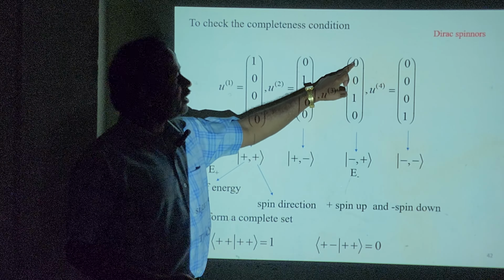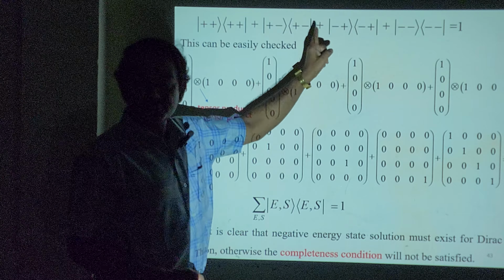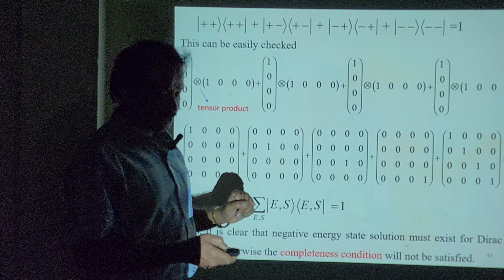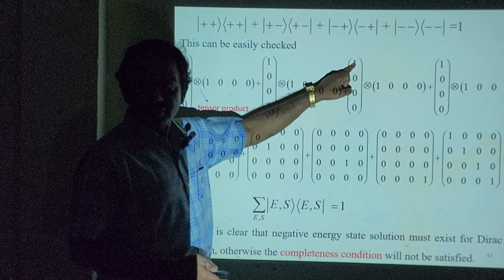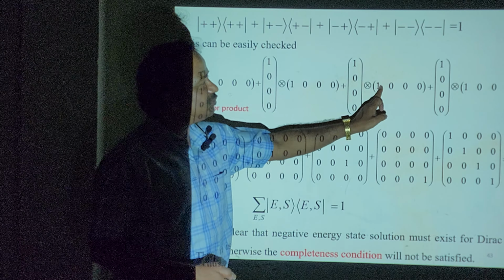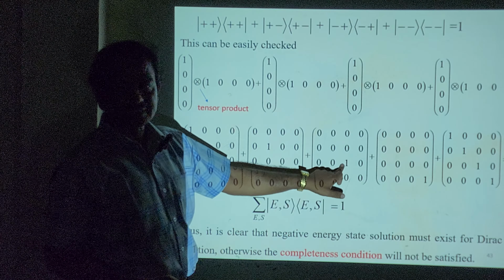Okay. Similarly, you can go for 0 0 1 0. So this must be minus plus. Minus plus means E minus with a spin up. E minus with the spin up. So 0, 0, 1, 0. So this must be 0, 0, 1, 0. So 0, 0, 1, 0. You will have this answer. 1, 2, 3. You have this answer.